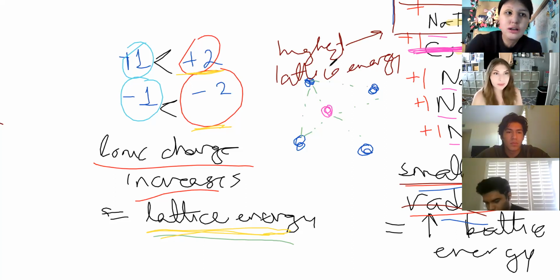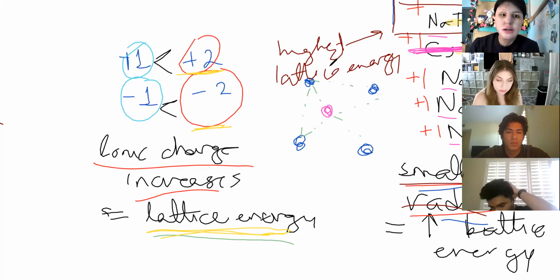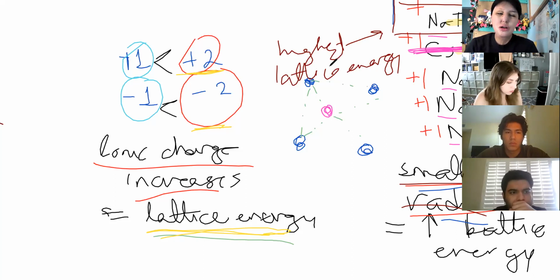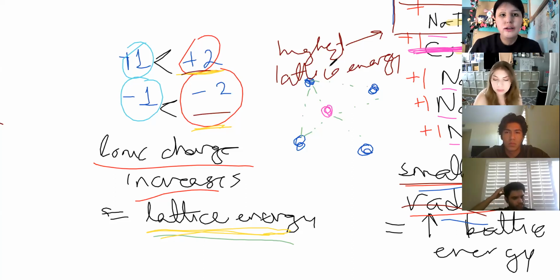So for lattice energy, if you see this in your exam, or at the very least in your homework, the larger lattice energy will be determined first by the largest ionic charge. So if you have a +2 or -2 in there, then you should probably have a larger lattice energy.